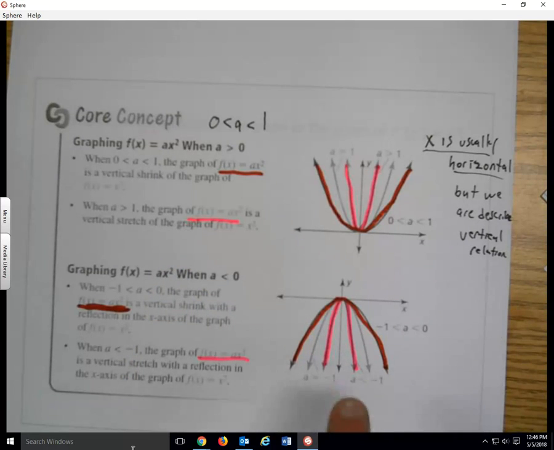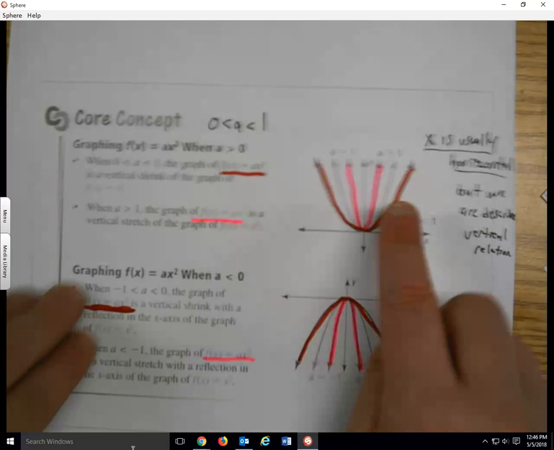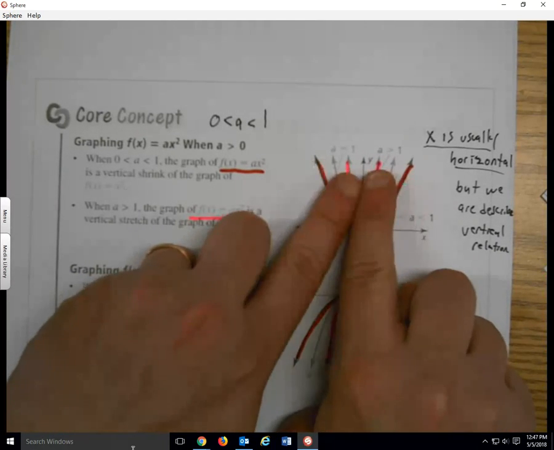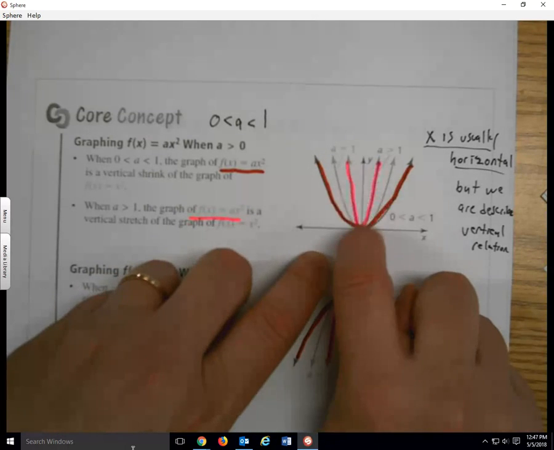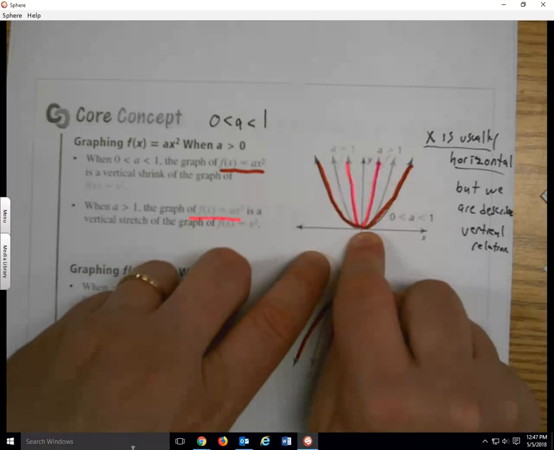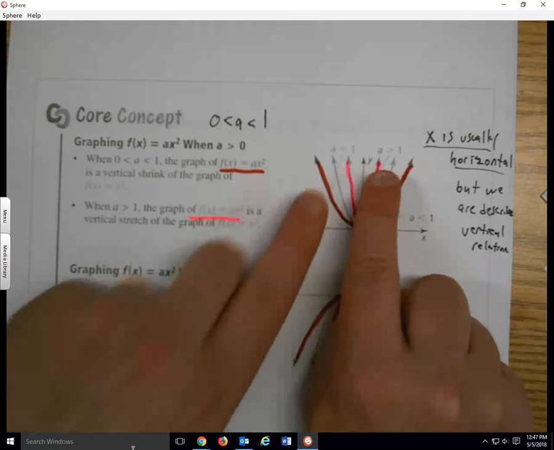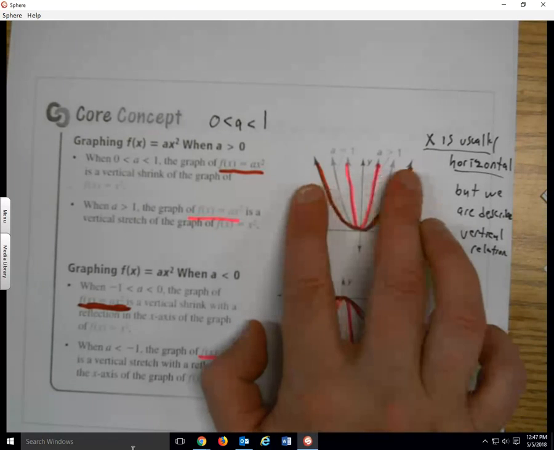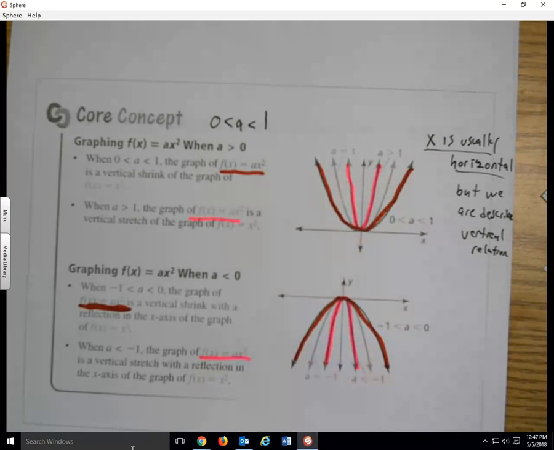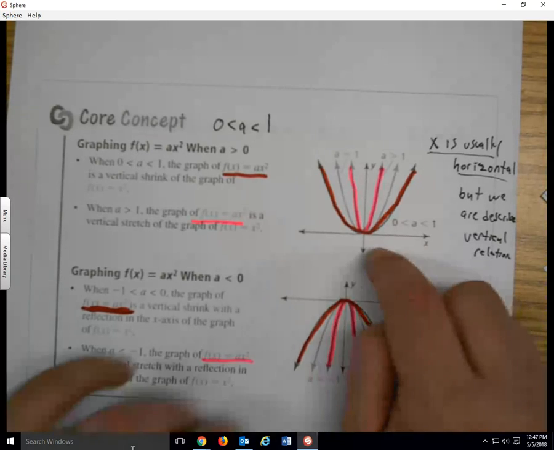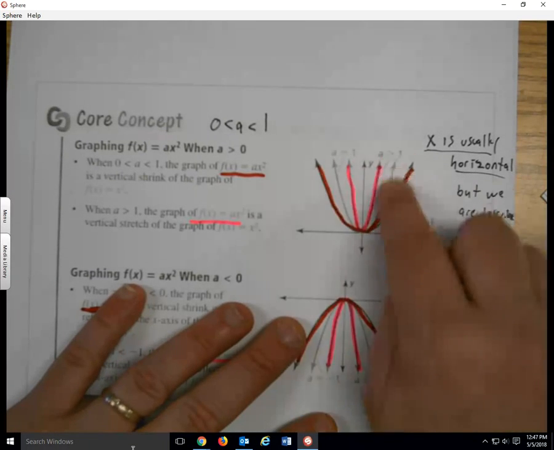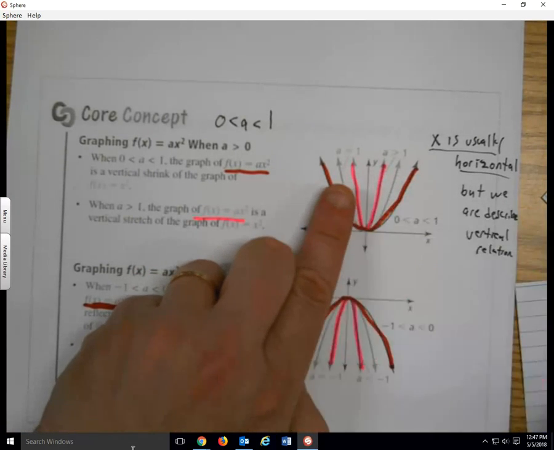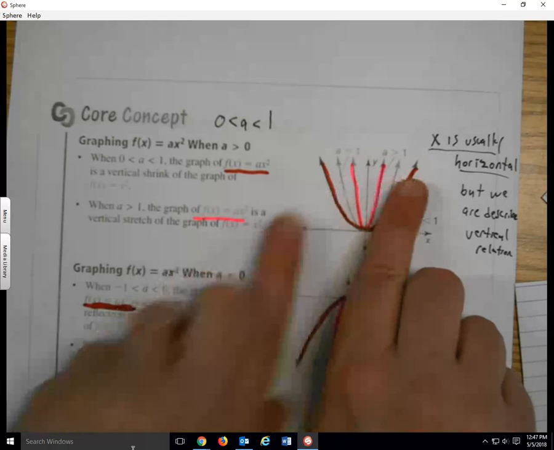So a vertical shrink, I underlined in red, so you can see that in red, it's shrinking away from this y-axis. So if you have a fraction, it's going to be called a vertical shrink of the graph from the parent function, which I didn't color, I just left. The parent function is this gray one.